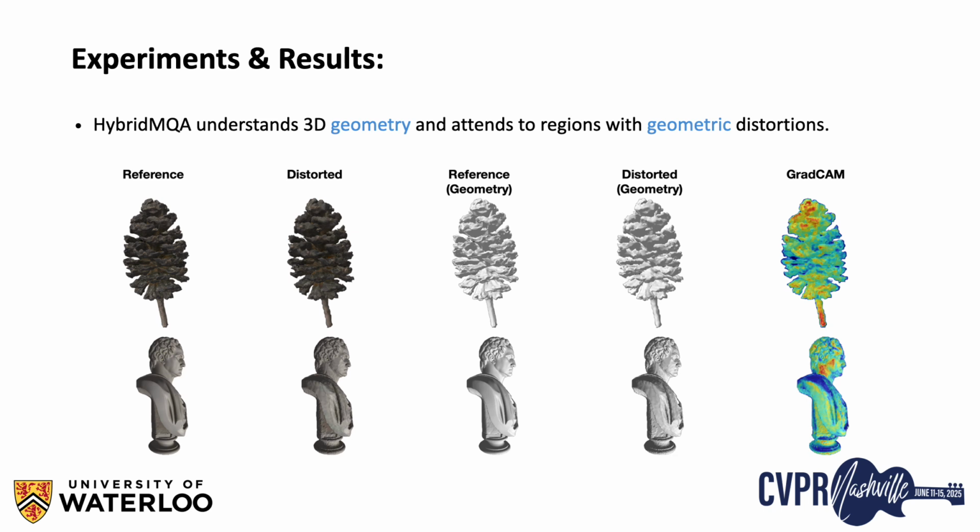Here we apply GradCam on 3D feature projections to verify that the model branch effectively captures geometry-aware quality representations. As we can see, HybridMQA understands 3D geometry and attends to regions with geometric distortions, aligned with human perception.